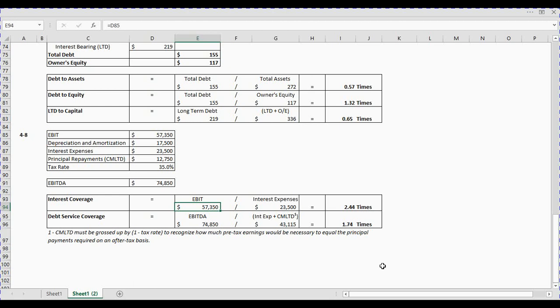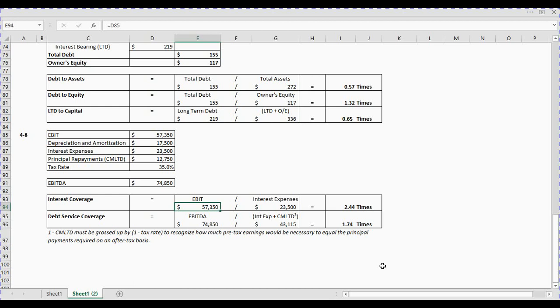Anything remotely close to 1-to-1 would be a very bad sign. So even 2.44 isn't great, but it's not shocking, it's not alarming. It means I have earnings before interest and taxes that can pay my interest costs for that period 2.44 times. That's okay. And then I want to look at things a little bit differently.